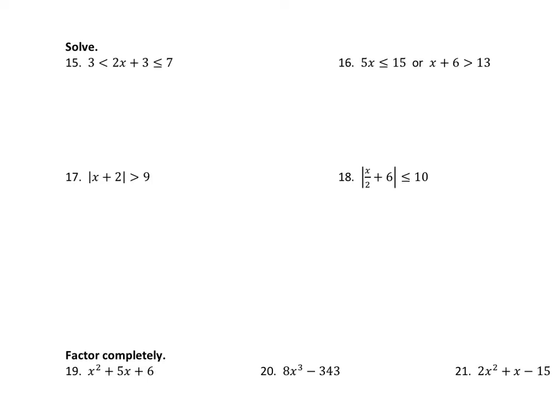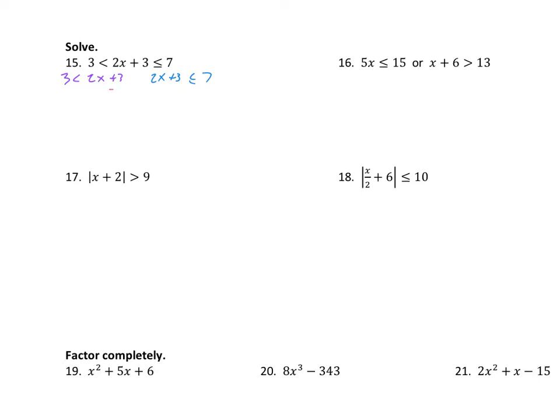This first compound inequality, so 3 is less than 2x plus 3, which is less than or equal to 7. Essentially, we want to split this problem up into two problems and then just solve each part. So we get 3 is less than 2x plus 3, and then the other part being 2x plus 3 is less than or equal to 7. And we're just going to solve each part of this.